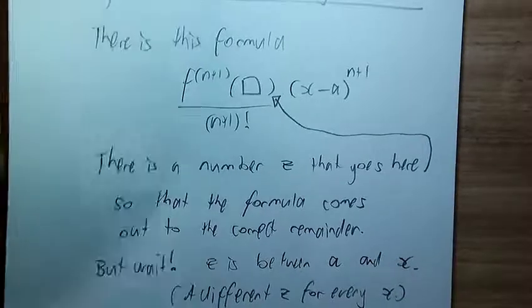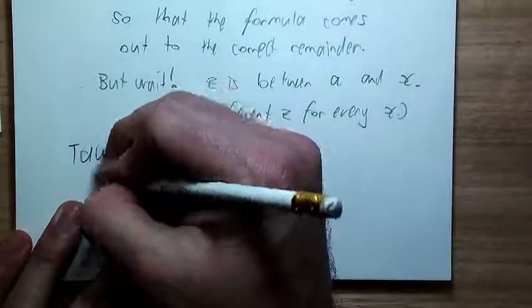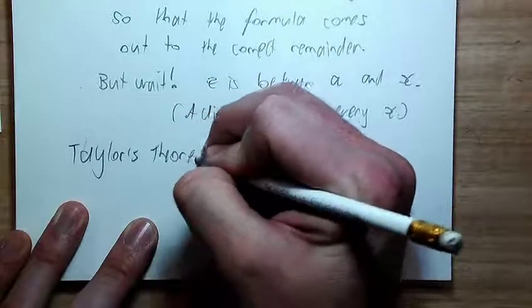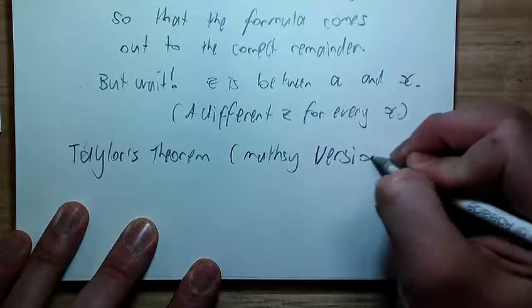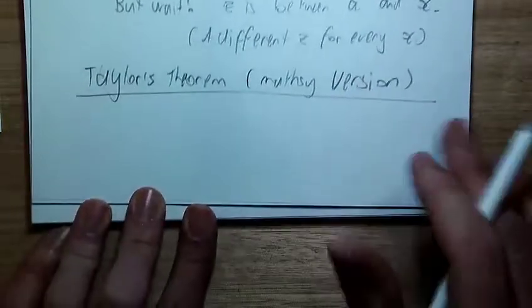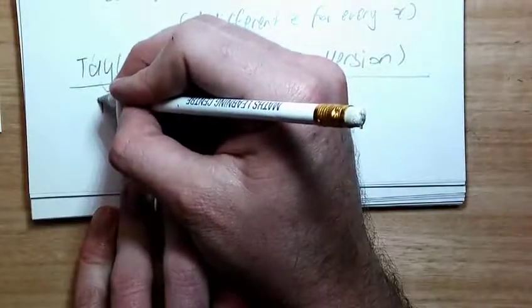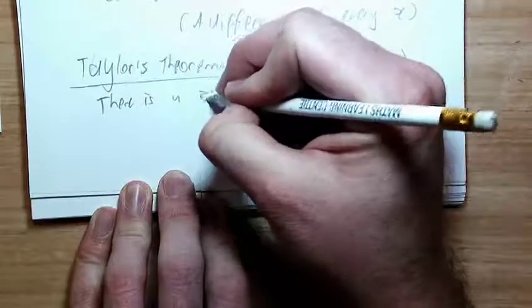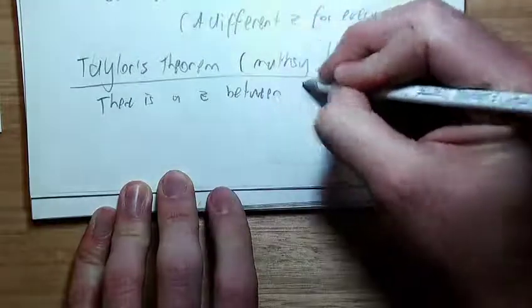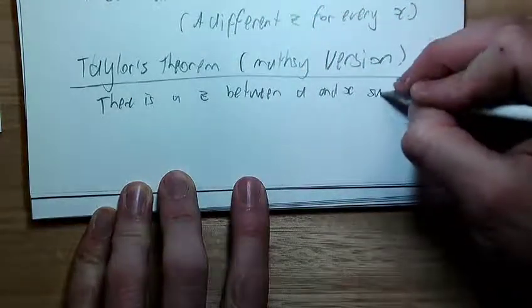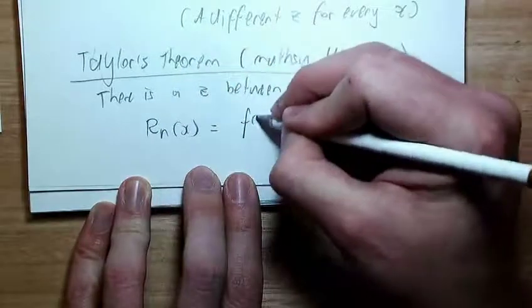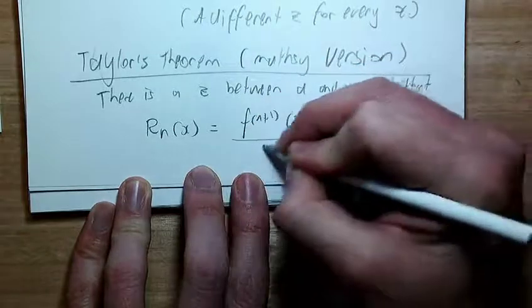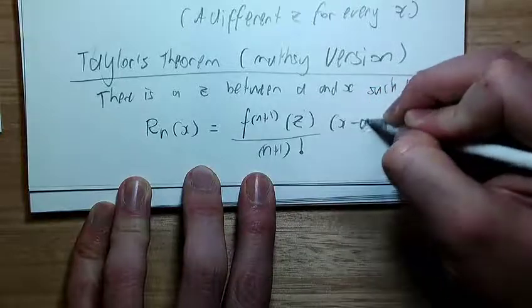Okay, so the version that is in your notes, the Massey version of Taylor's theorem, goes: there is a z between a and x such that Rn(x) is f^(n+1)(z) over (n+1) factorial, times (x minus a) to the n+1.